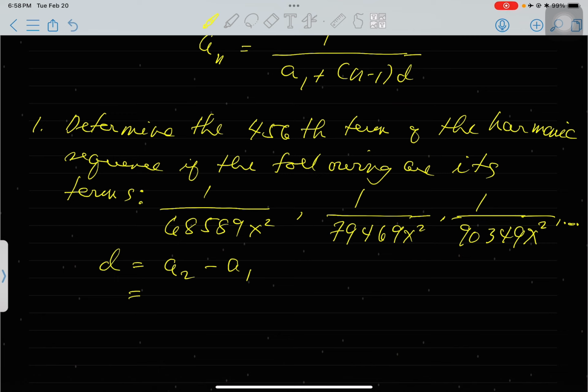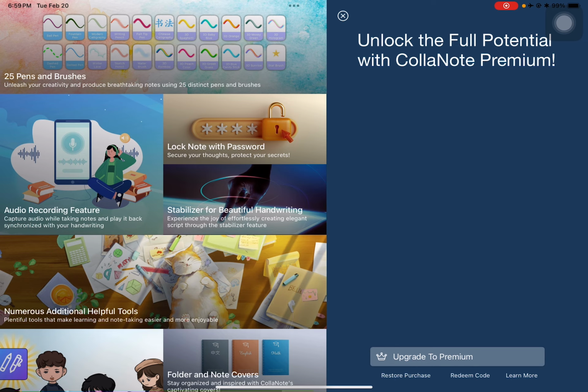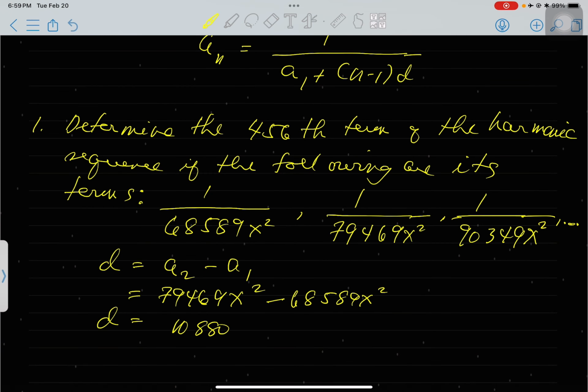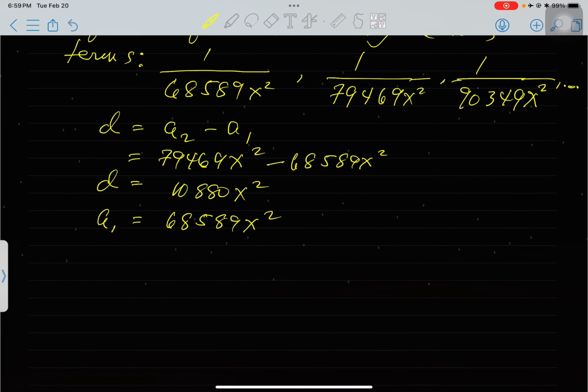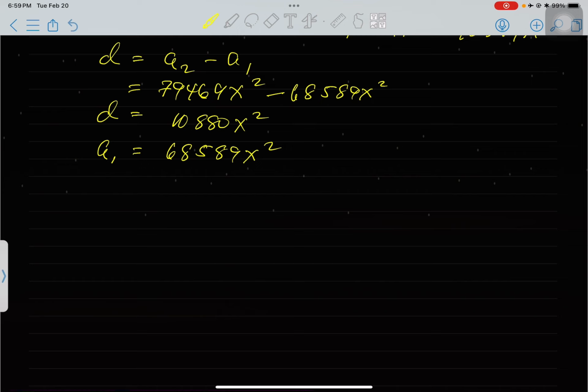Our a sub 2 here, using its denominator, we have 79,469 x squared is deducted by the denominator of the first term, which is 68,589 x squared. And if we are going to subtract this, 79,469 x squared minus 68,589, this will give us the difference of 10,880 x squared. So this is now the value of our constant difference. Now our a sub 1, we will use just the denominator of the first term, okay? Our a sub 1 is 68,589 x squared.